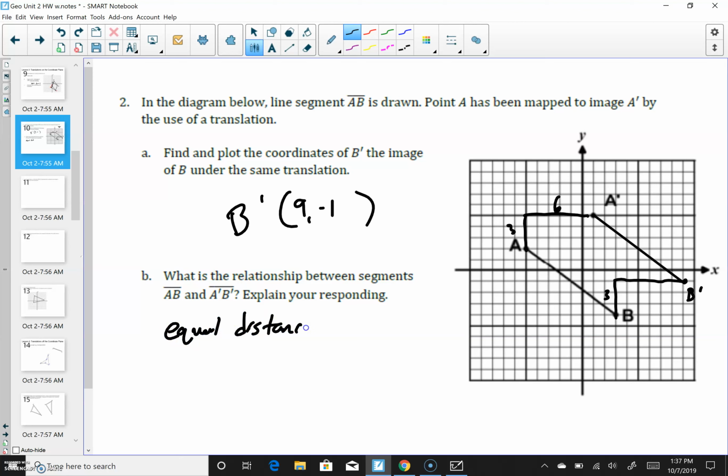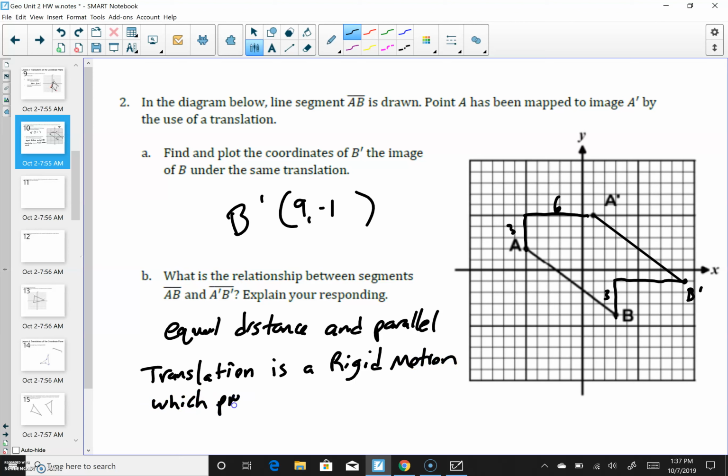distance, and they are parallel. And the reason is because a translation is a rigid motion, which preserves size and shape. So because a translation is a rigid motion, those line segments are going to remain the same length, and they're also going to remain parallel.